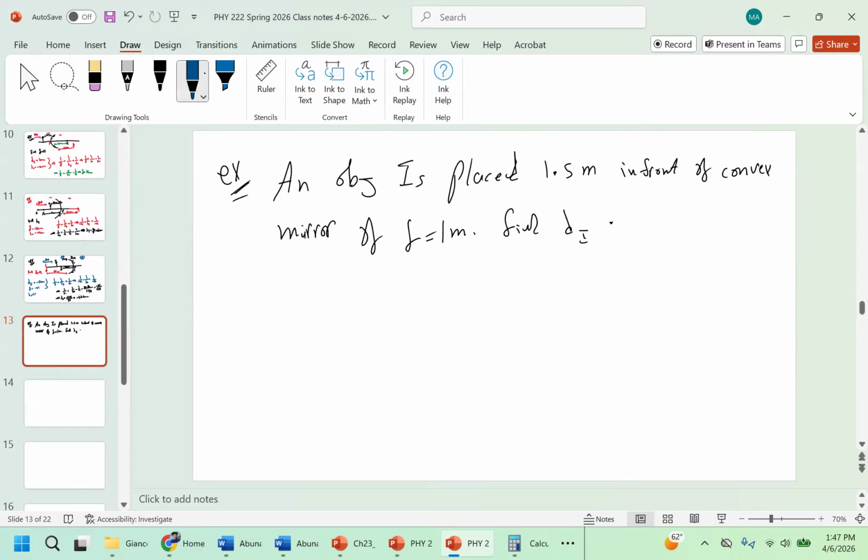So again, you've got a convex mirror. Convex is the opposite of concave, which means this side is the dull side. You've got an object over here that is 1.5 meters away, from over here to over here.